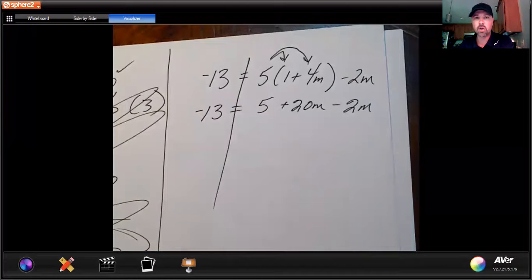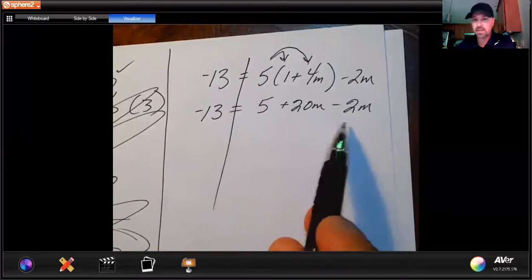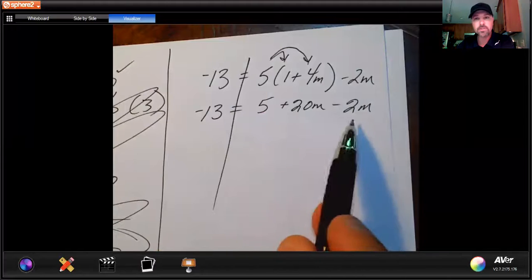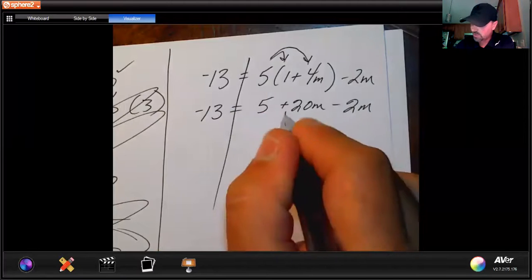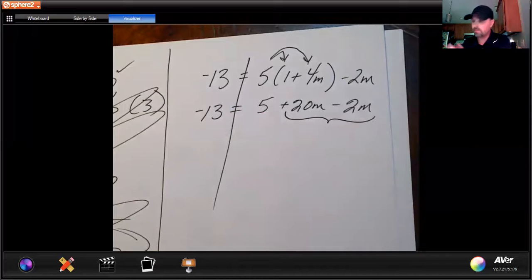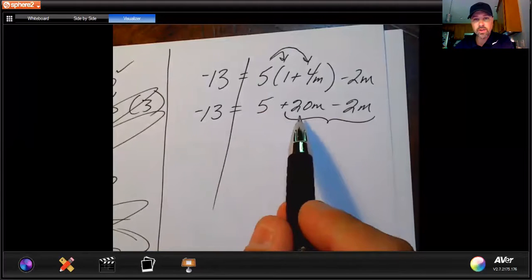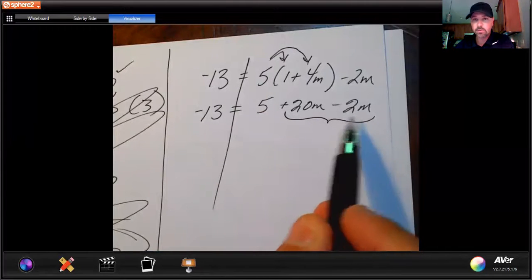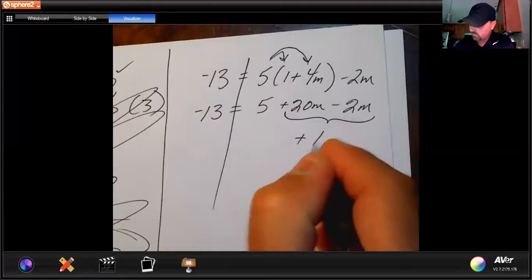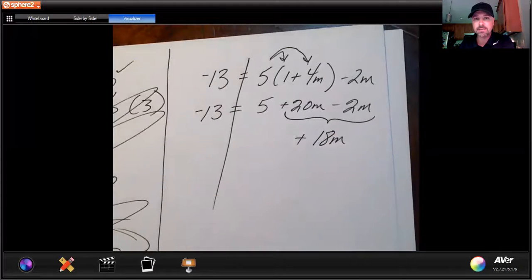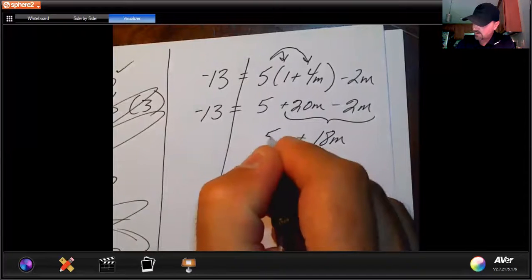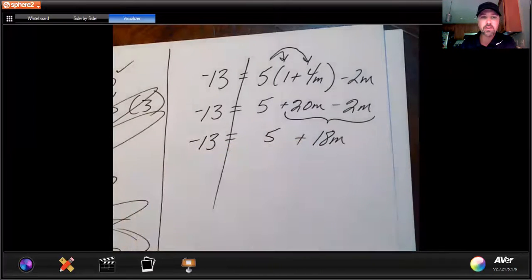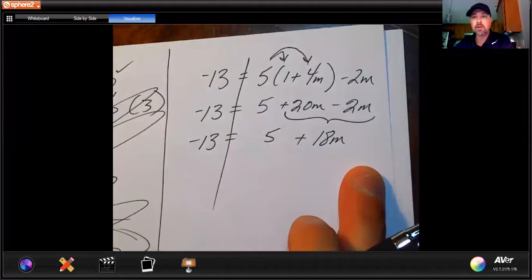We're still not ready to start solving because on this side of the equal sign, we have terms that are alike but separate. And so first thing, or this step, is combining those terms and simplifying the problem so that it's ready to solve. So we have positive 20m's and negative 2m's. Put those together, and that makes positive 18m's. The 5 comes down, the equal sign comes down, and the negative 13. Now we're here. Now we're ready to solve, okay?